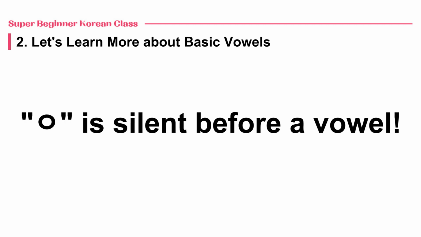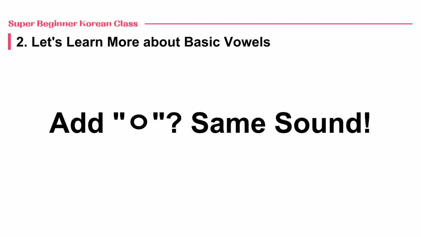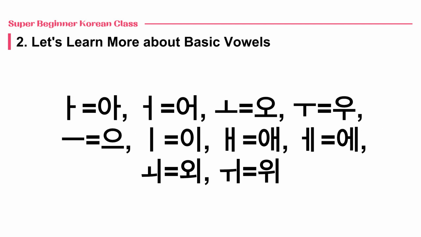As I said earlier, the consonant ieung is silent when it comes before a vowel. So whether you add ieung or not, the sound is the same. For example, 아 and 아 sound the same. And the same goes for 오, 우, 으, 이, 에, 왜, we. They all have the same pronunciation because ieung doesn't make a sound at the beginning of a syllable.